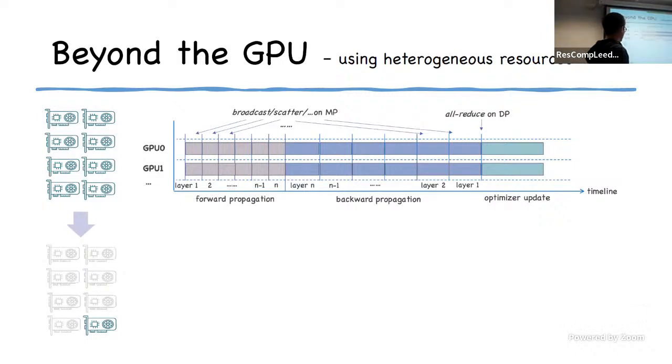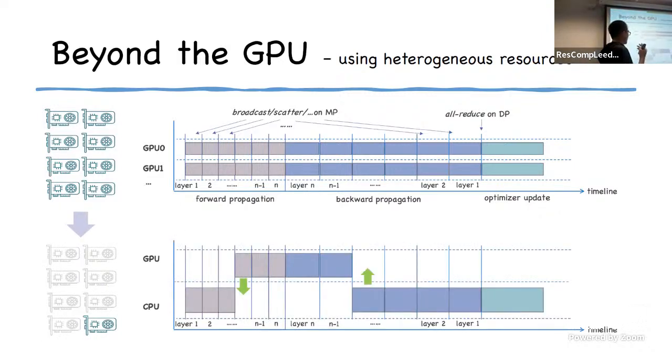So how about this way? We only use 1 GPU, but we offload the inactive parameters from the GPU side to the CPU. Yeah. So the dynamic offloading can save a lot of GPU memory, layer by layer.